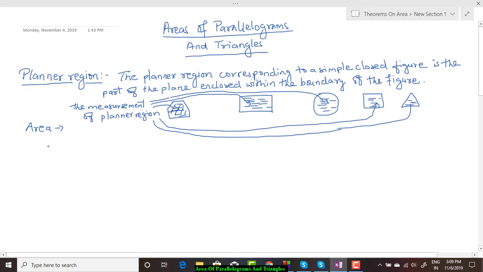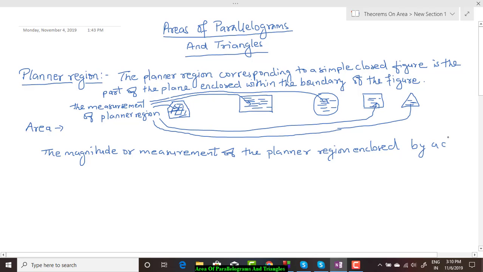So the definition of the area is the magnitude or measurement of the planar region enclosed by a closed figure is called the area of that figure. I hope the idea regarding area is clear.